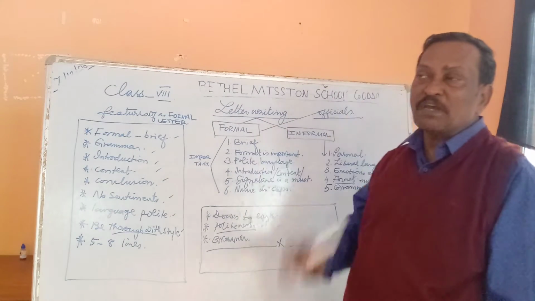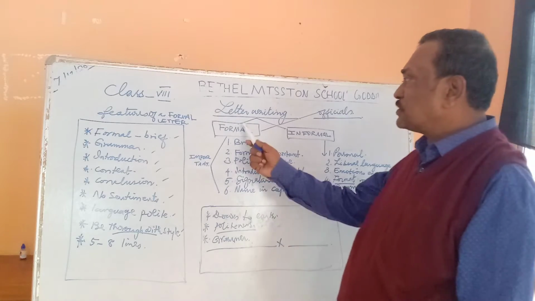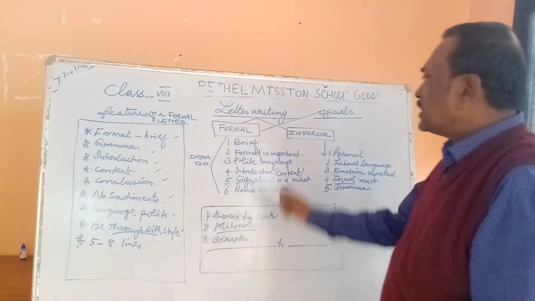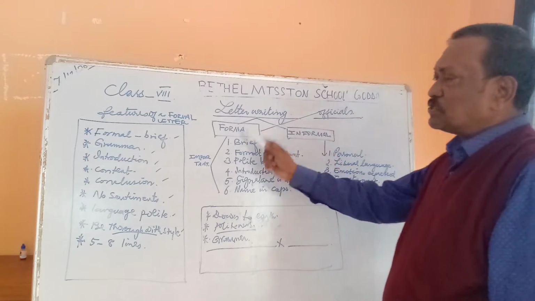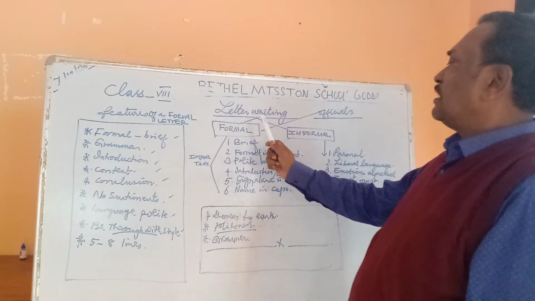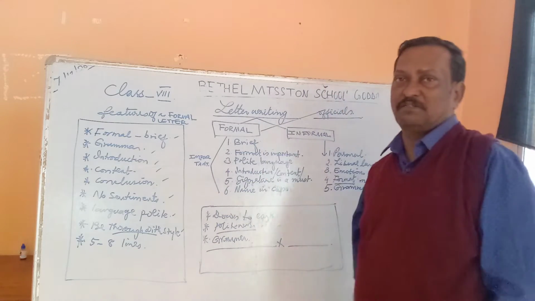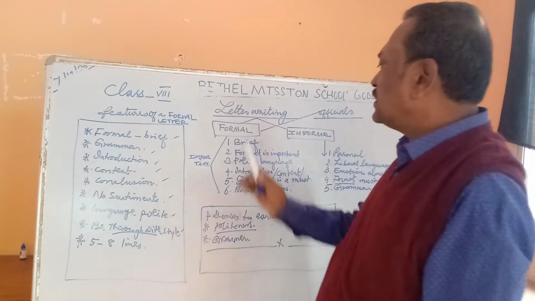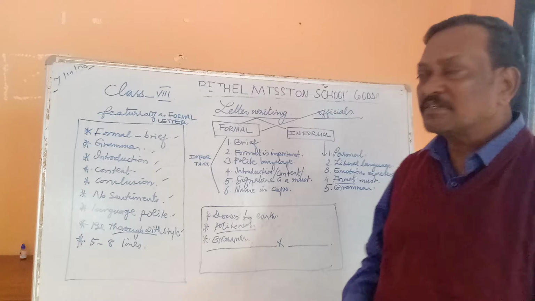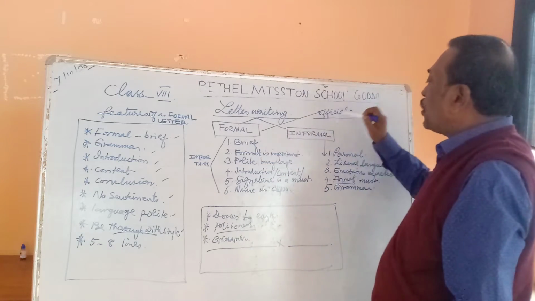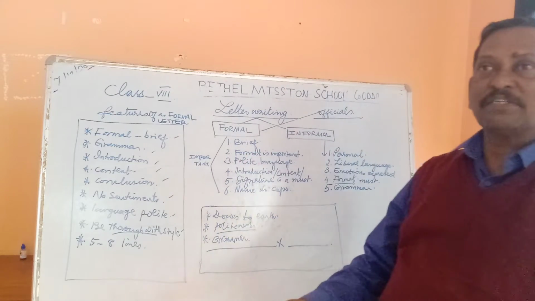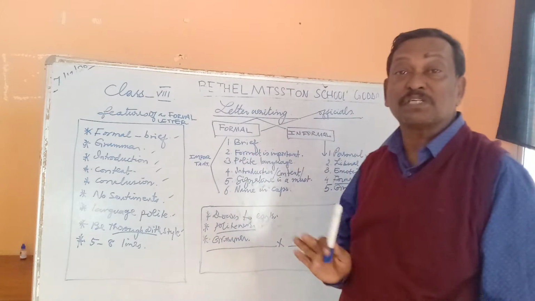What is the correct way of writing a letter? We need to look into certain points to understand this. You see, letters can be broadly divided into two forms or two categories, namely a formal letter and an informal letter. A formal letter is a kind of letter that is written to officials. This is the first thing that you need to keep in mind. A formal letter is a letter that is written to officials.